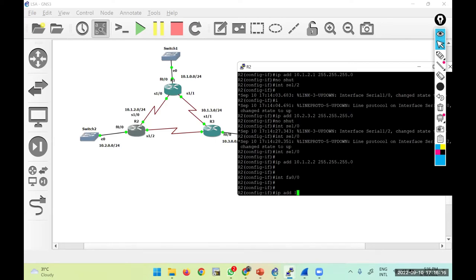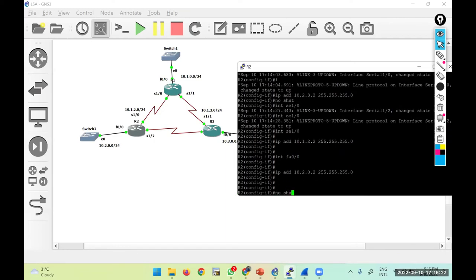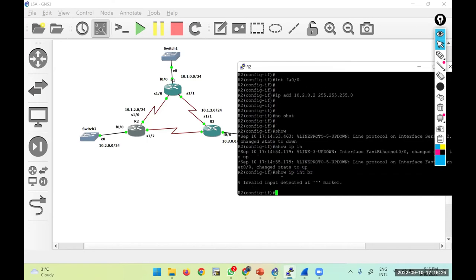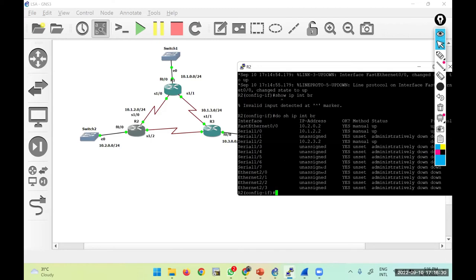Then we have to configure FastEthernet 0/0, IP address 10.2.0.2, 255.255.255.0, no shut. If we check the interface configuration, do show ip interface brief. See all the interfaces: 10.1.2.2, 10.2.0.2, 10.2.3.2.